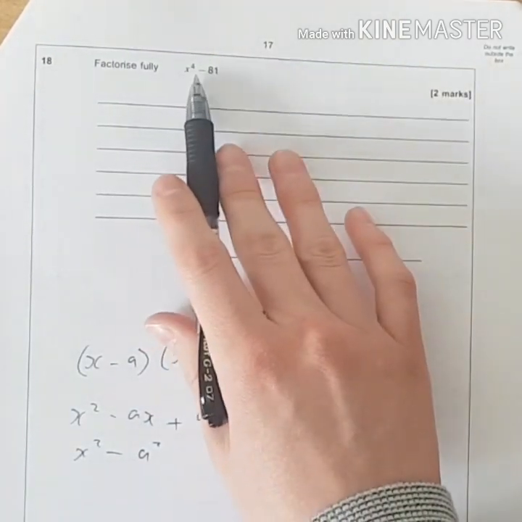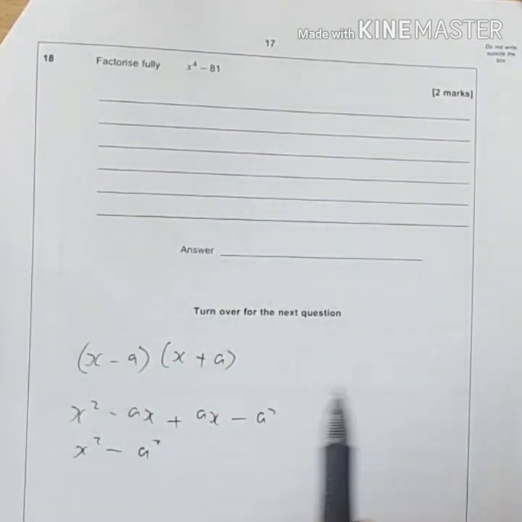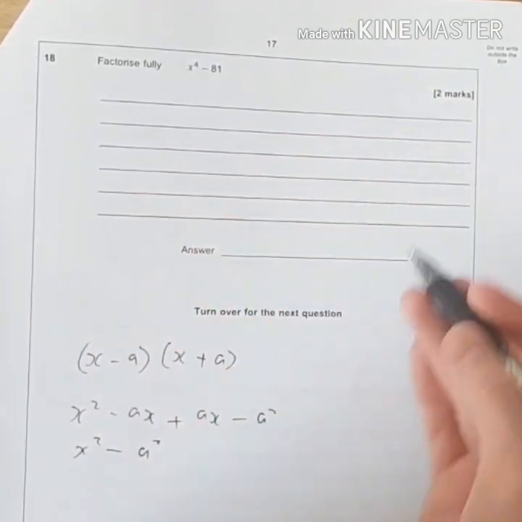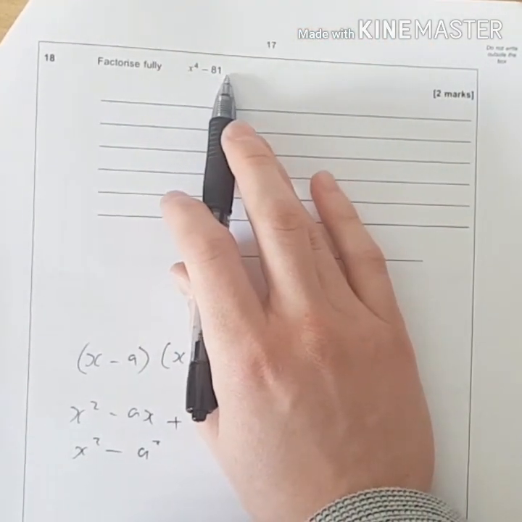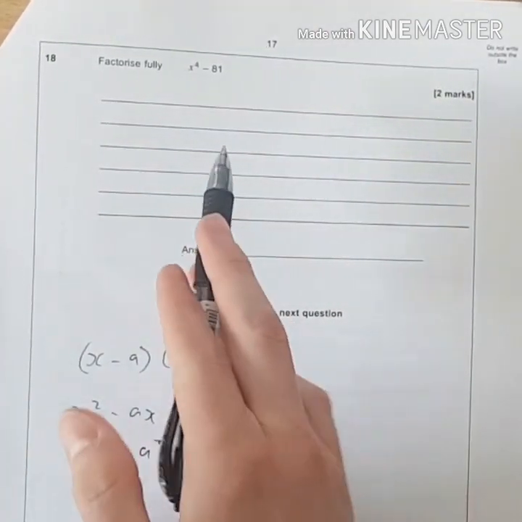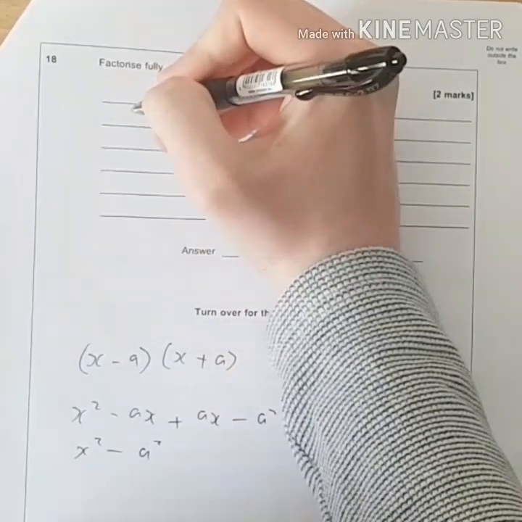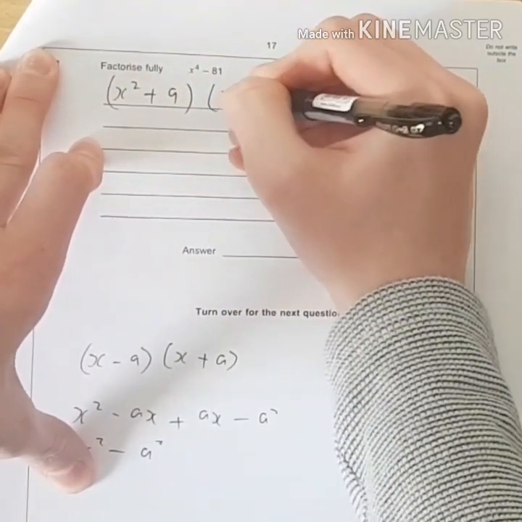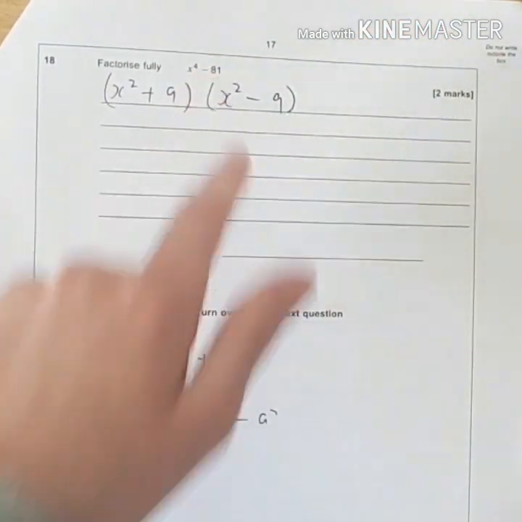So we can apply this knowledge to x to the power of 4 minus 81. We know that x to the power of 4 is x squared squared, and we know that 81 is 9 squared, so since we have x squared squared minus 9 squared, we can write that as x squared plus 9 and x squared minus 9. So this is our factorized version of this.